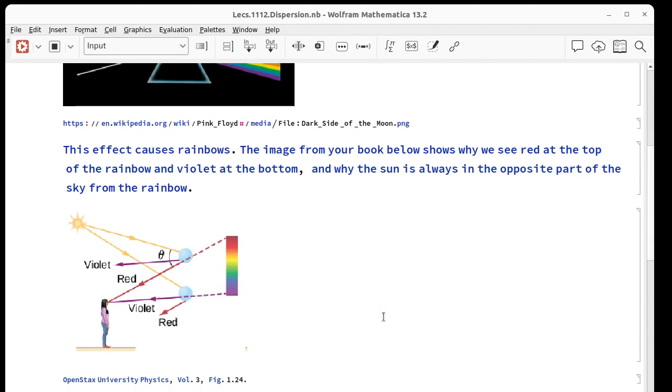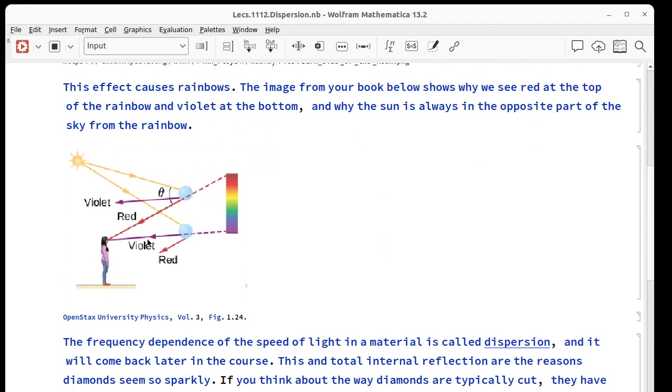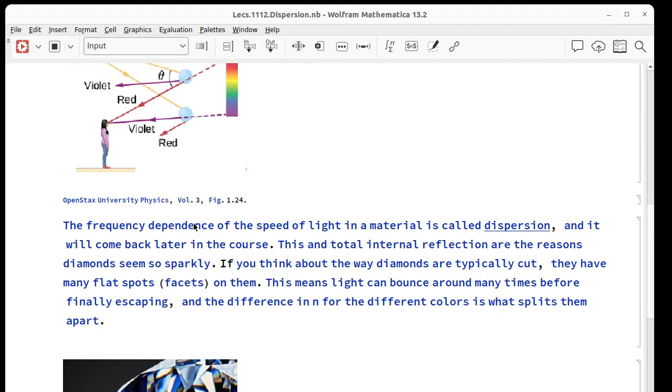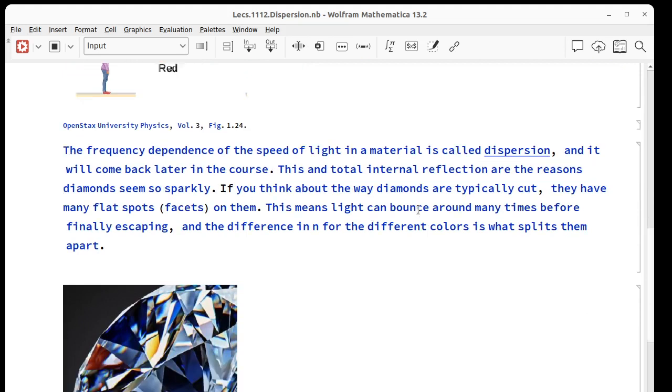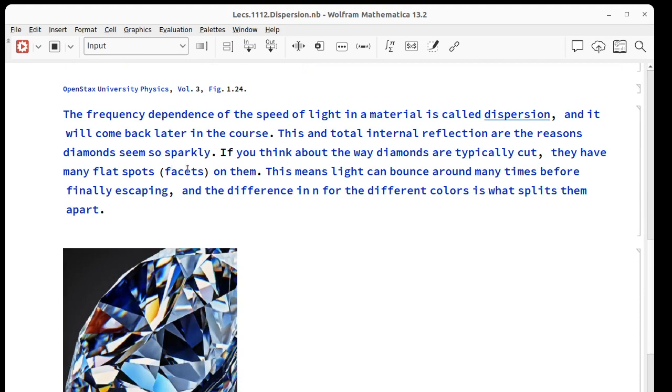This is the same effect that gives us rainbows. If you look at this image from the book, you see why we see red at the top of the rainbow and violet at the bottom, because of the way the angles are bent and the direction we're looking. This assumes there's water in all these areas, which there is when there's a rainbow. This dependence of speed on frequency for sound or light is called dispersion, and it'll come back.